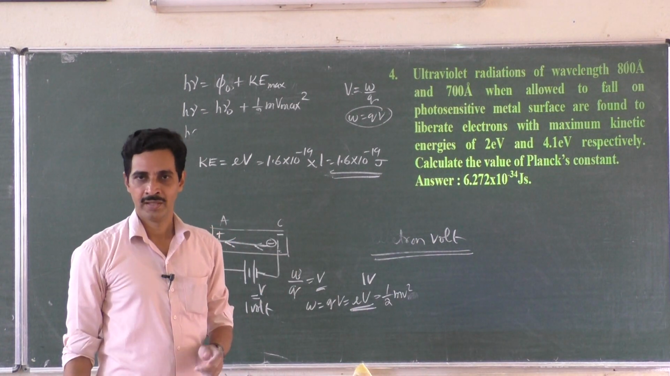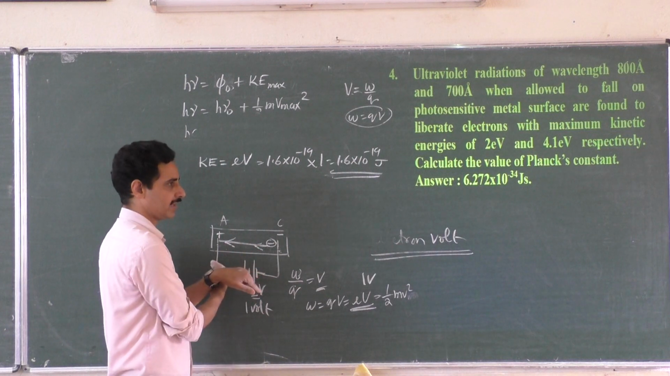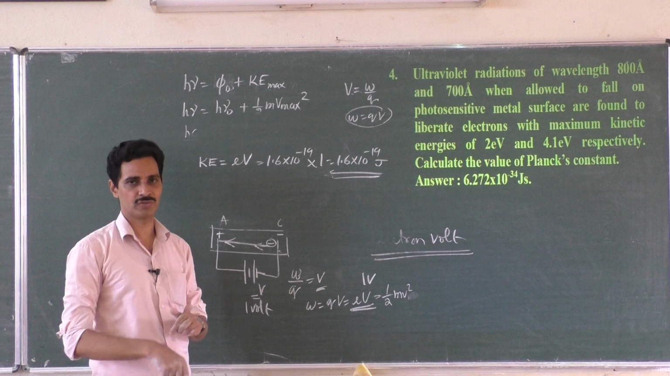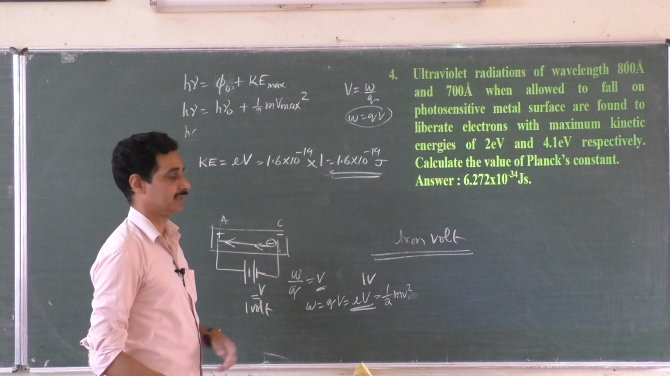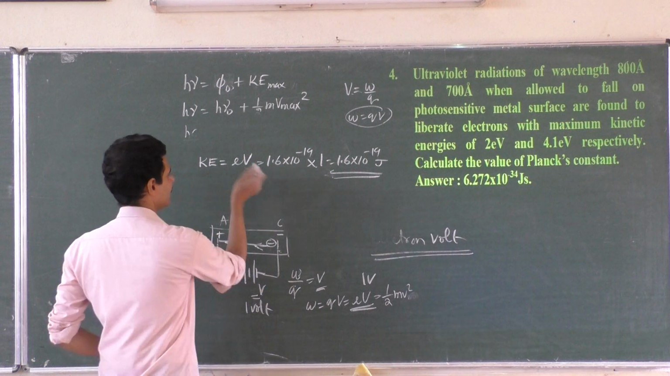Got it now? But if you want to stop it, you have to reverse it. You have to give the reverse potential, as in the photoelectric effect, in order to stop it. So that is the kinetic energy. Sir, this is a very small energy. Put it in electron volt. What is 1 electron volt then?